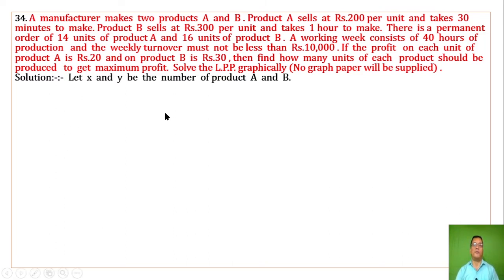Let x and y be the number of product A and B. Then the problem is to maximize z equal to 20x plus 30y.